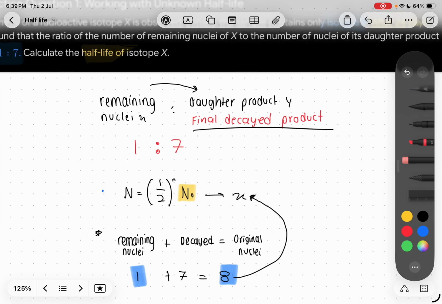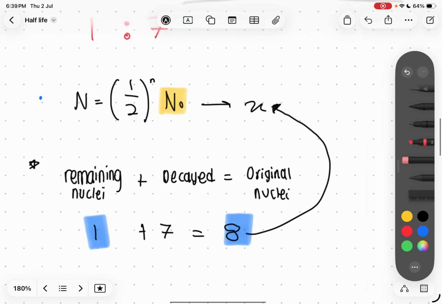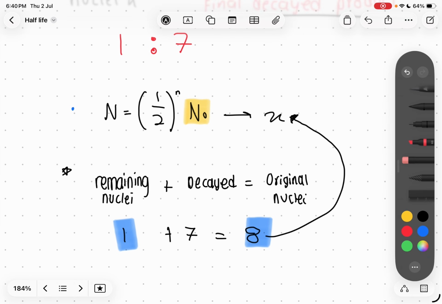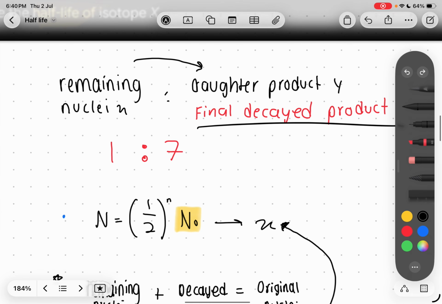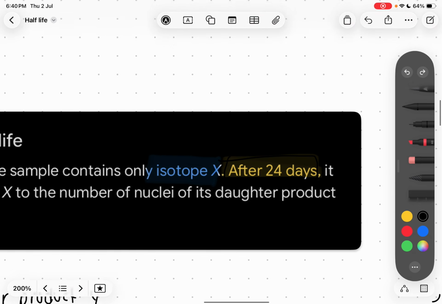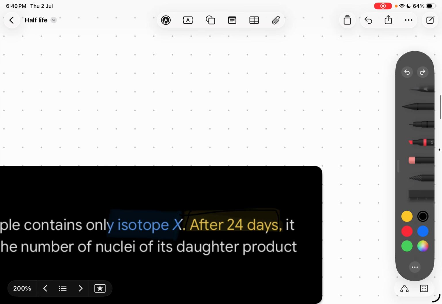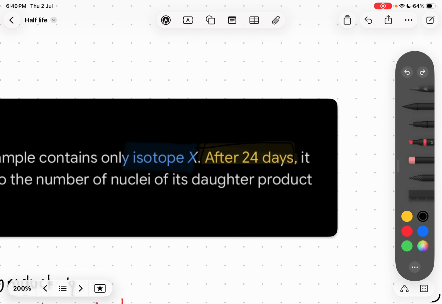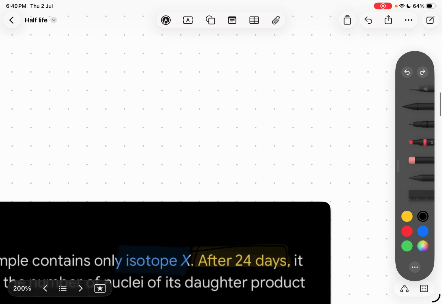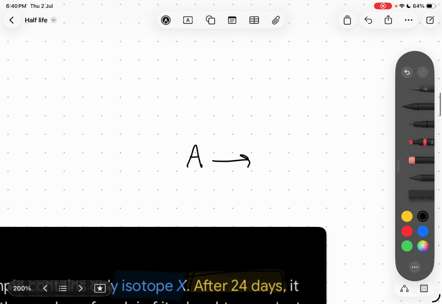So right now, we know that the remaining nuclei X to the daughter product Y, which is basically the final decay product, is in ratio 1:7. This means that we can find the n, the original n, because right now they only give us two pieces of information, the ratio and the number of days, and we cannot use the number of days because it said that from the remaining nuclei to the decayed product is 24 days.